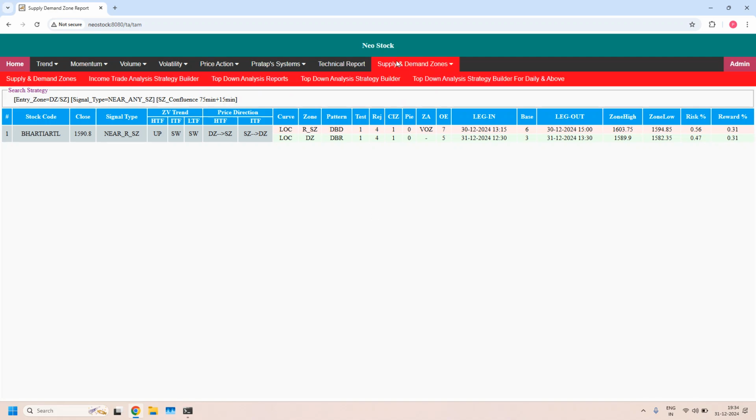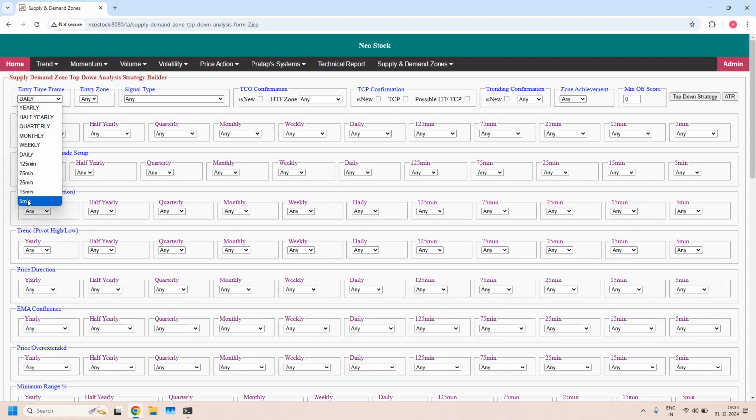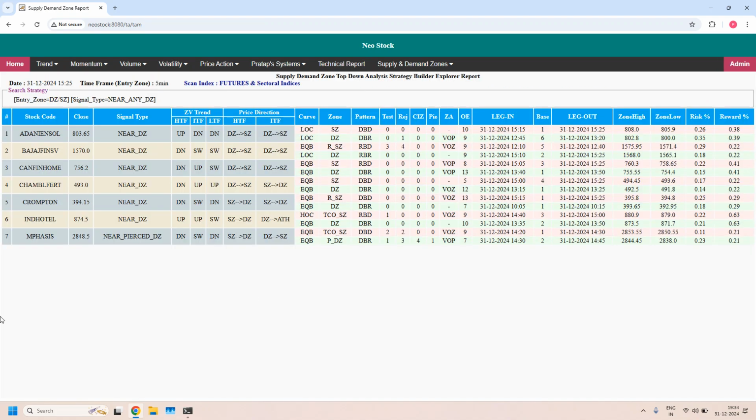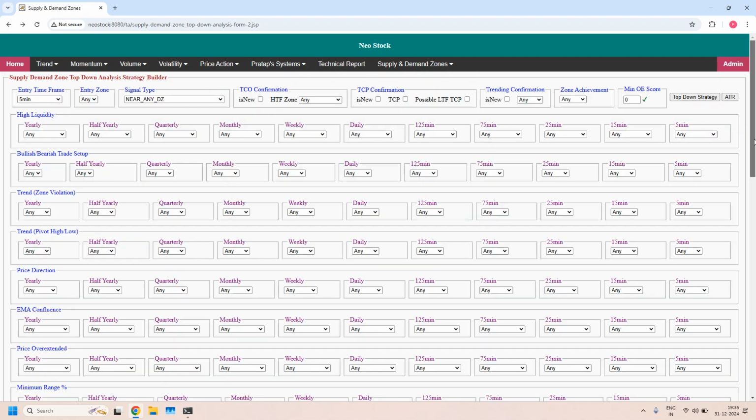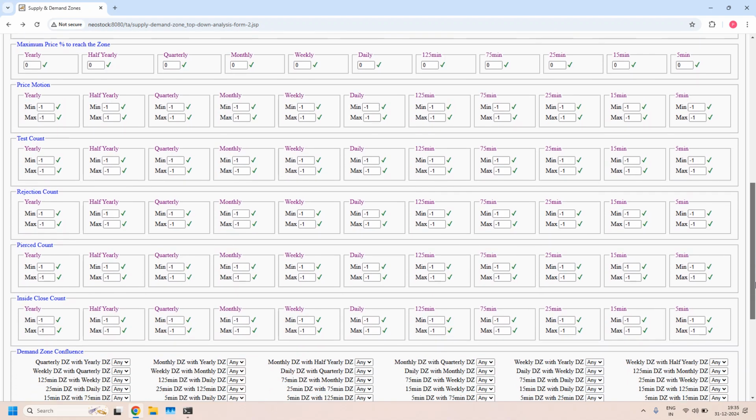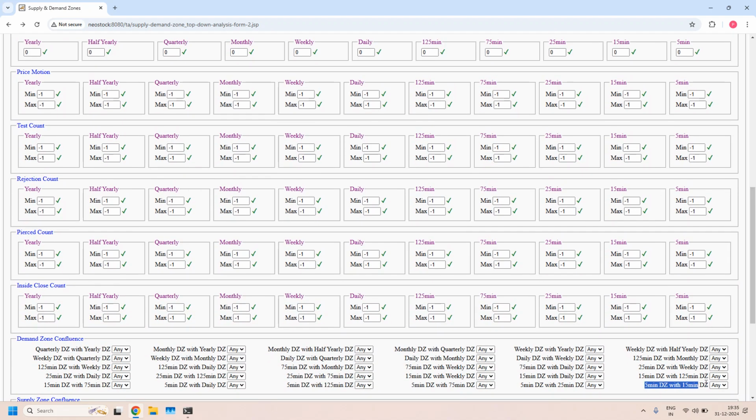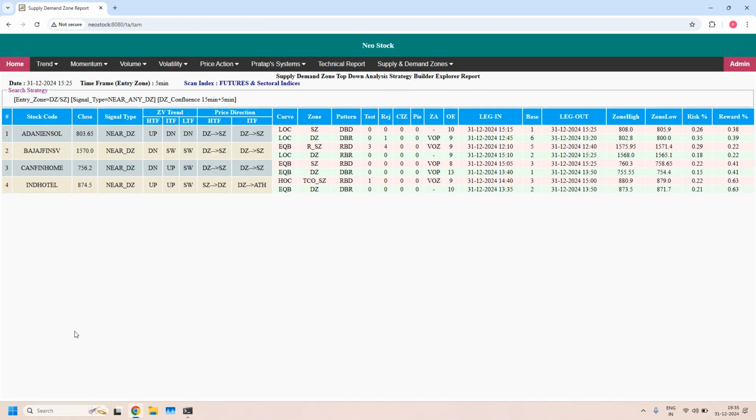Okay, next time frame is 5 minutes. Stocks near 5 minutes demand zone. We got 7 stocks. Let's identify how many of these stocks have ITF demand zone confluence, that is 5 minutes and 15 minutes demand zone confluence. I am enabling that filter. Now the list has come down to 4 stocks. In all these 4 stocks, these 5 minutes demand zones are part of the 15 minutes demand zone.